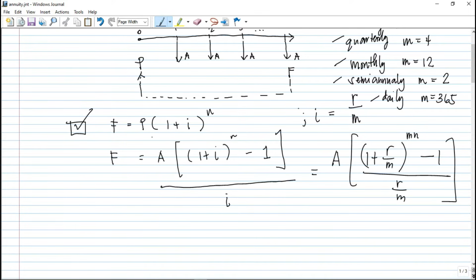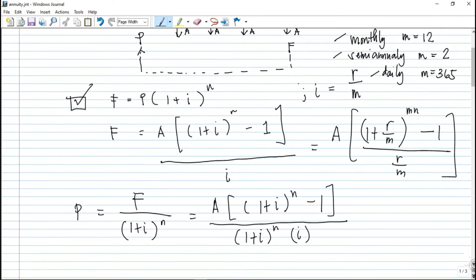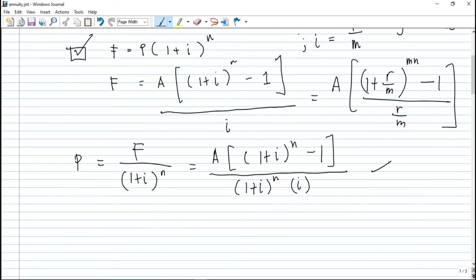So i-revise lang natin ito. P equals, so that is F all over 1 plus i, okay, raised to n. Then you just substitute this F here, that is A times the quantity 1 plus i, okay, raised to n minus 1 here, all over i, so this is all over i, then all over 1 plus i over n, so just multiply this here, 1 plus i raised to n, so that is raised to n. Now, this is your present cost, okay?